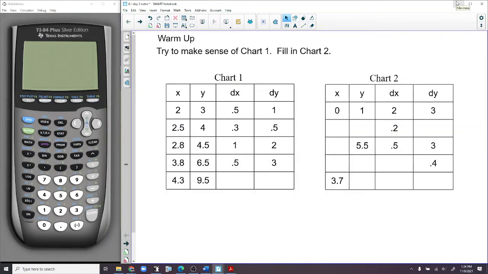All right, if you're watching this at home, we're doing this little warm-up here. I've challenged them, and challenge you, to look at chart number 1 and figure out chart number 2. Pretty simple once you see it, isn't it? Yeah, it's not too bad.